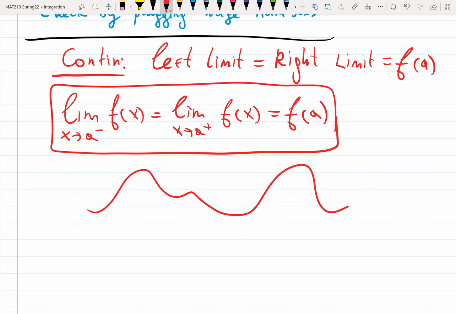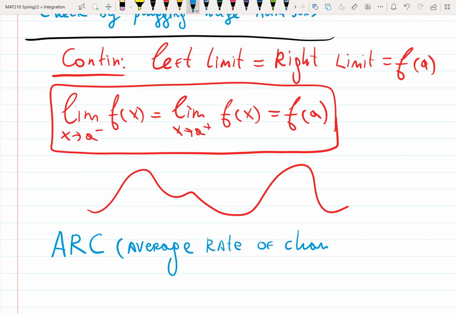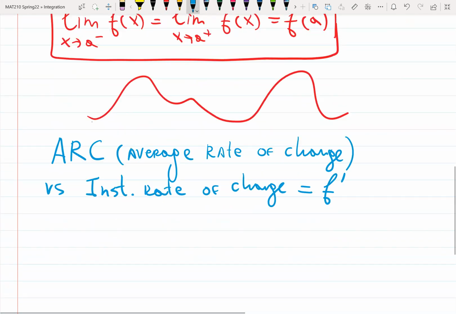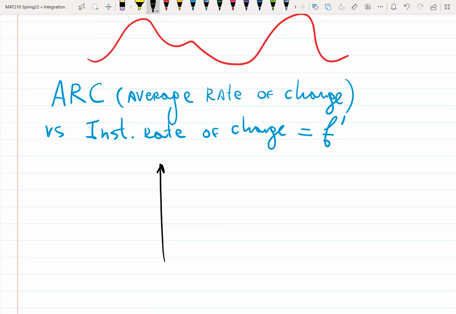And then from there, we learned average rate of change and instantaneous rate of change. That slowly takes us to derivatives. So average rate of change versus instantaneous rate of change, which is the derivative. Let's check that. Here is an example for you. You had this on exam 1.